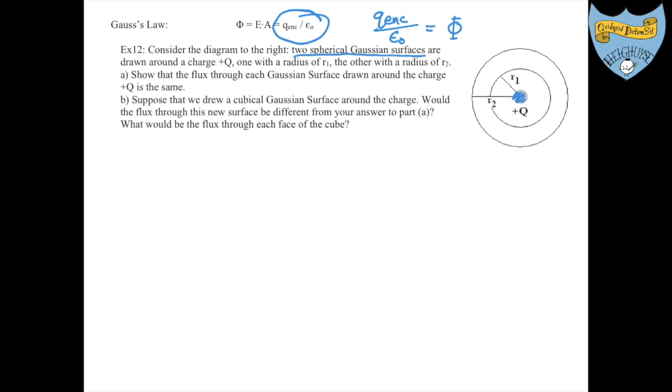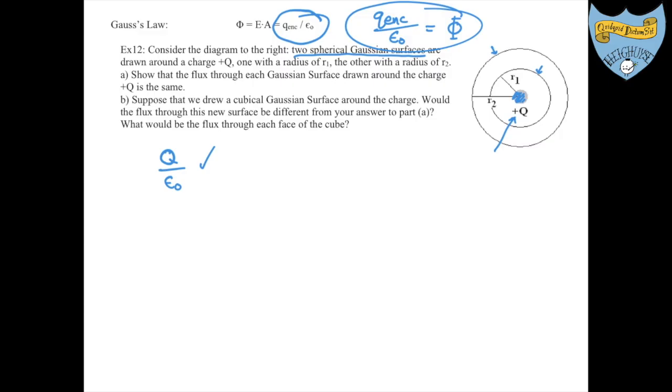Essentially, all you've got to do when you want to find the flux through, say, this surface or that surface is say Q enclosed over epsilon naught. How much charge is inside of that surface, inside of that sphere? Well, the answer is, it would appear, plus Q. So that's it. Q over epsilon naught. Ding, ding, ding, we have a winner. That is the flux through both of these spheres, because they enclose the exact same amount of charge.